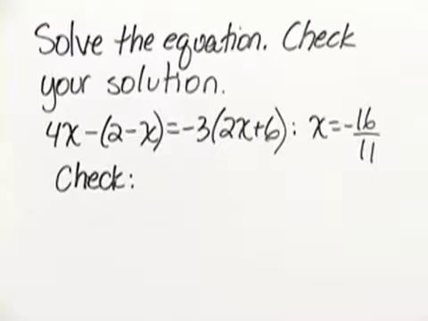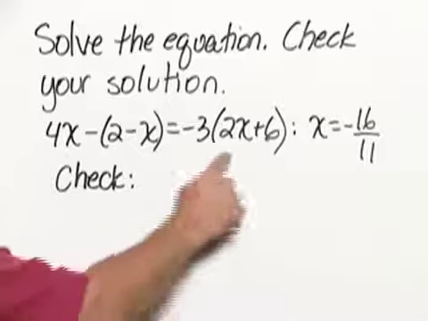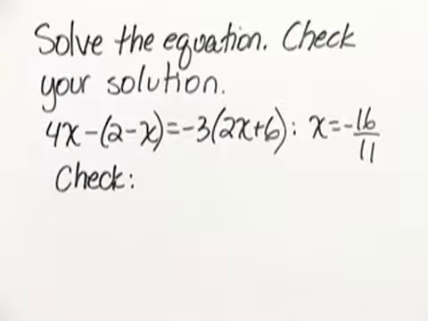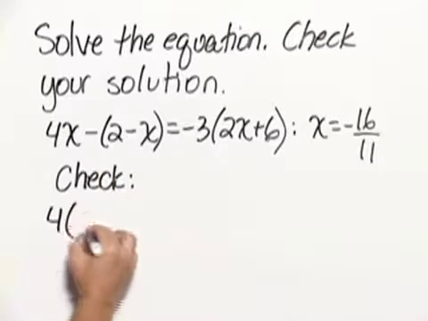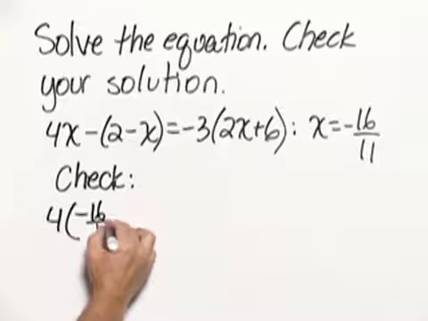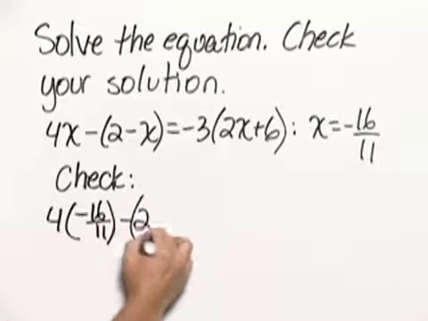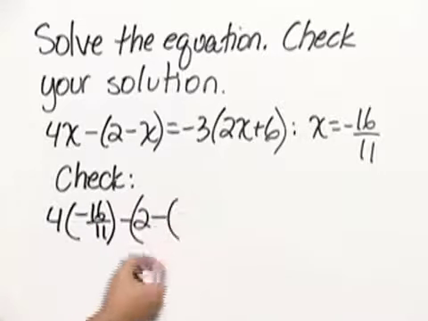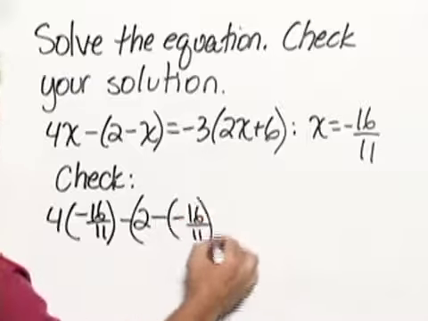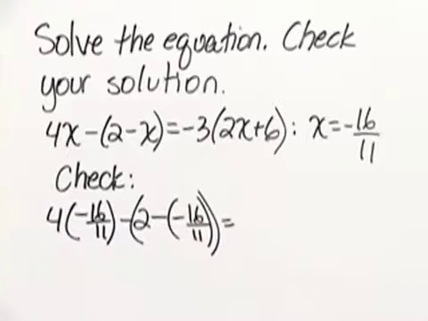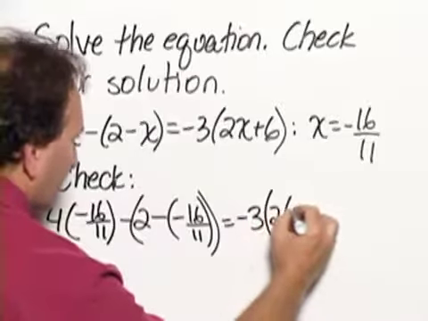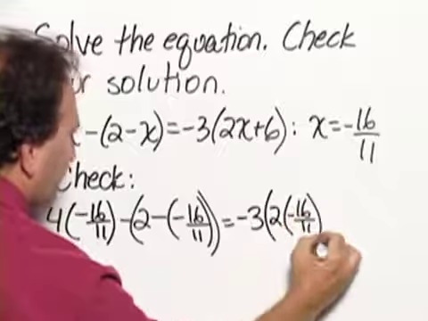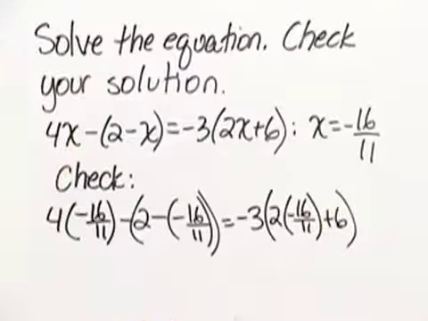So here's the check of our solution. I've rewritten the equation and its solution. We now need to substitute the negative 16/11 in place of x. So 4 times negative 16/11 minus parentheses 2 minus, and then in parentheses, negative 16/11. And that we want to check to see if it's equal to negative 3 times 2 times, in parentheses, negative 16/11 plus 6. Okay, so we need to simplify.